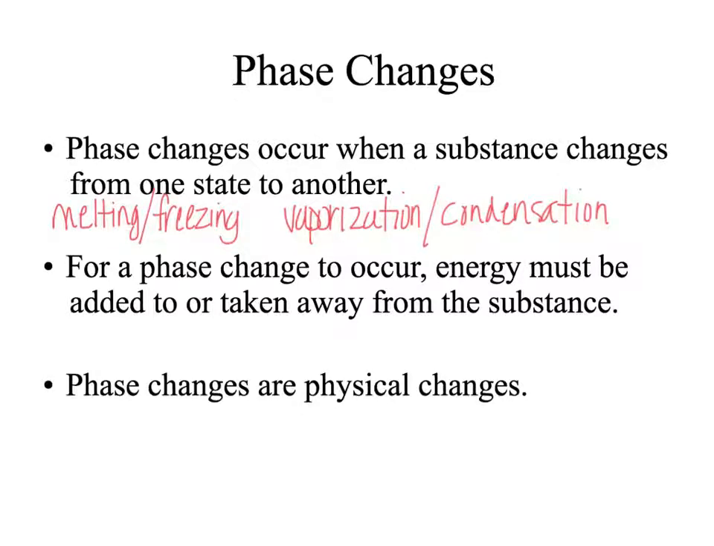All right, let's do the last part of the notes for phase changes. Phase changes occur when a substance changes from one state to another. So we're talking about things like melting, freezing, vaporization, condensation. There's also sublimation and deposition, but we won't be doing that as much because we're going to be calculating the energy changes that are happening whenever we're either going one direction or the other.